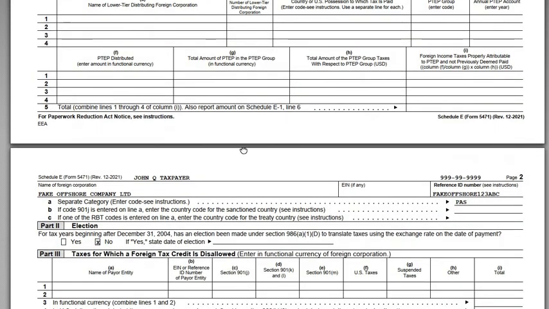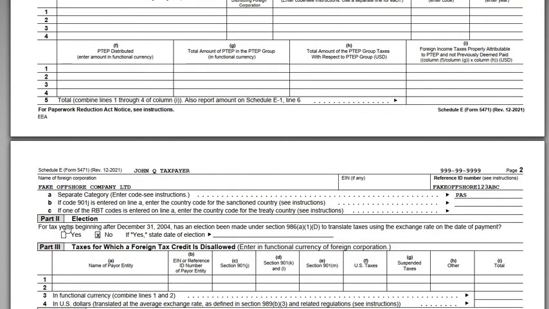Now, if we go on to the second page here, Part 2, so remember there's 3 parts to Schedule E. Part 2 is an election. So they're asking here, it's just a yes or no question. For years after 2004, has an election been made under 986(a)(1)(D) to translate taxes using the exchange rate on the date of payment? Why are they asking that?